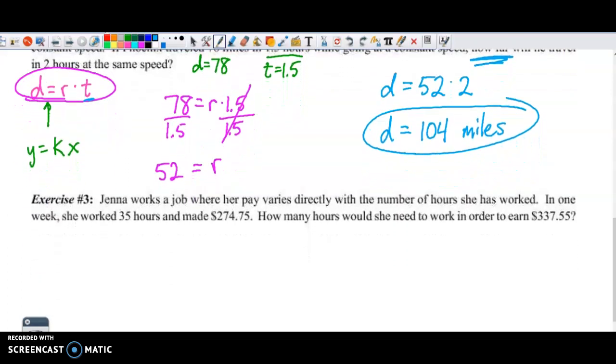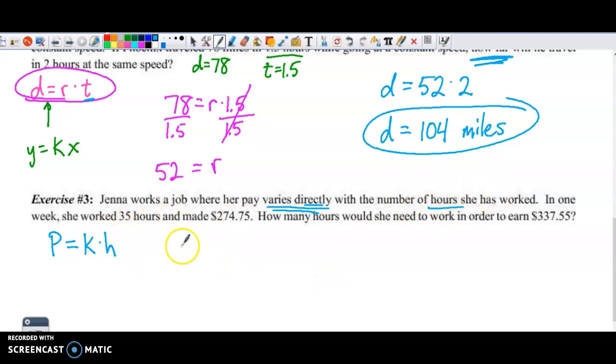Another situation, and notice in the directions, even if you don't know they vary directly, they tell you in the problem. And what's super important about that is it says the pay, so maybe you use P for pay, and you don't know what that variable is, so maybe you call it k again for the constant of variation, to the number of hours she works. So maybe you put in h for hours worked.